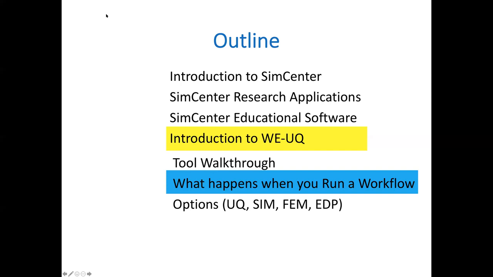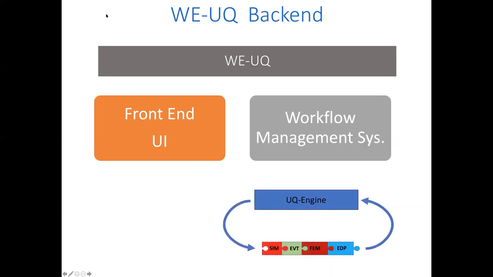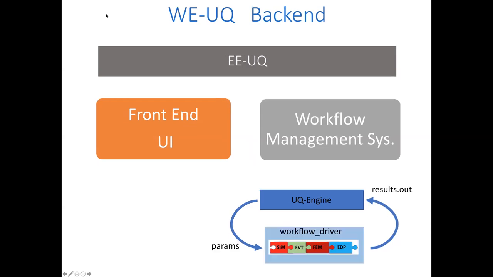So now let's talk about what happens when I actually run a workflow. As I mentioned, we've broken the tool into two parts: the front end and the back end. The front end is the part I was just demonstrating. It's the back end where we're running the uncertainty quantification. We've got this UQ engine that runs the workflow multiple times. Each time it runs it, it passes to the workflow this parameters file, which contains the parameters for this deterministic simulation, and then the workflow will produce a results.out file.